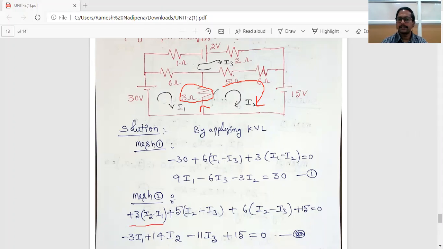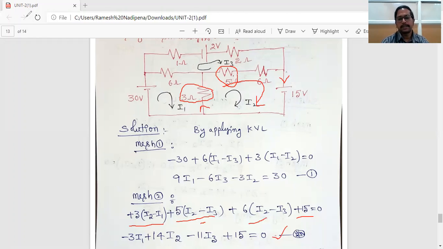So 3 into I2 minus I1, plus 5 into, since this 5 ohm resistor is common between the second mesh and third mesh. But here I consider the second mesh, so I2 minus I3. Next, plus 6 into I2 minus I3, plus 15. The current direction is such that the current enters the positive terminal, that's why plus 15 equal to 0. This is the mesh 2 equation.